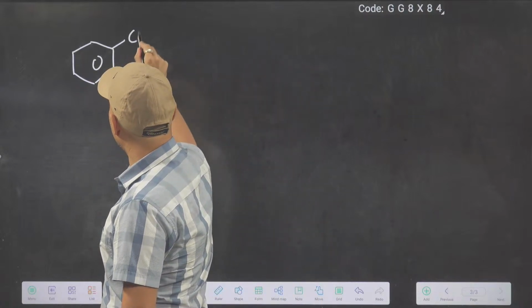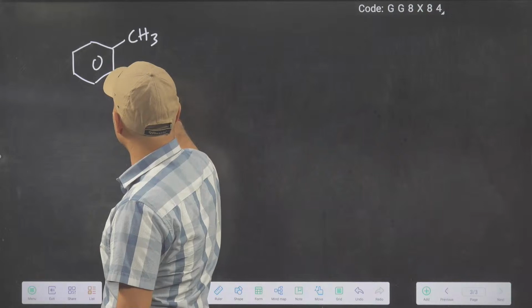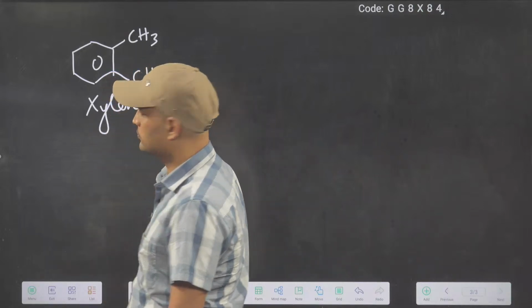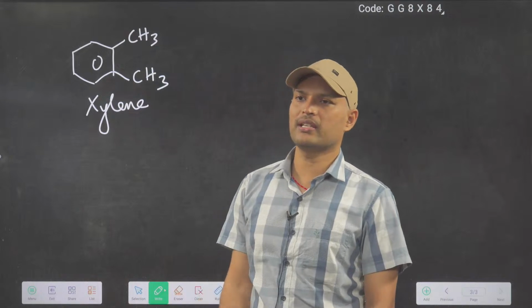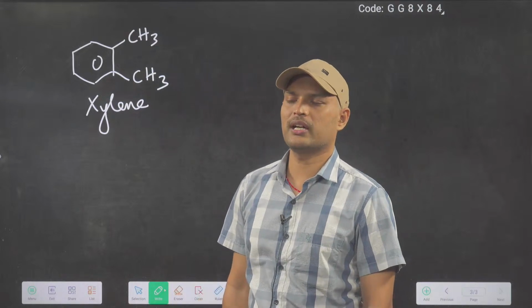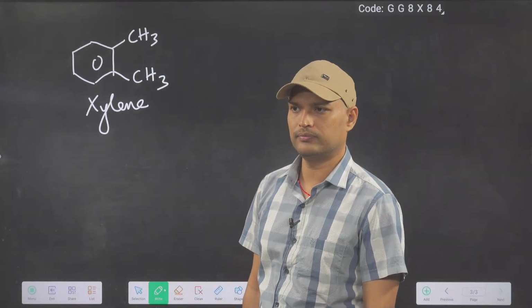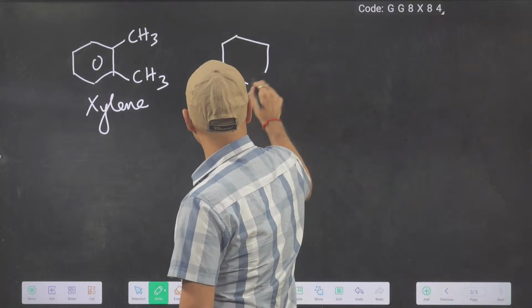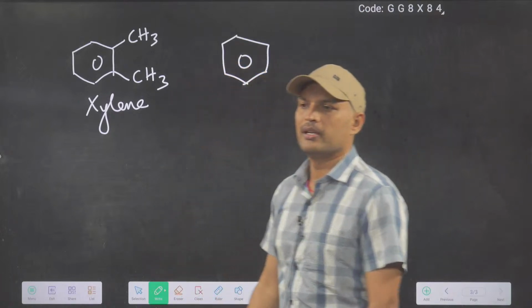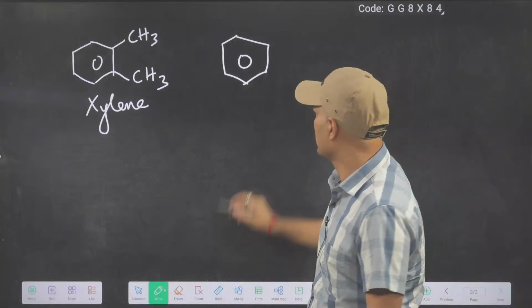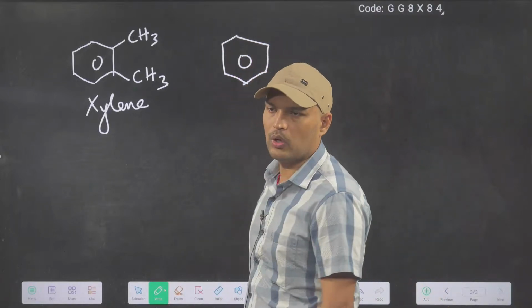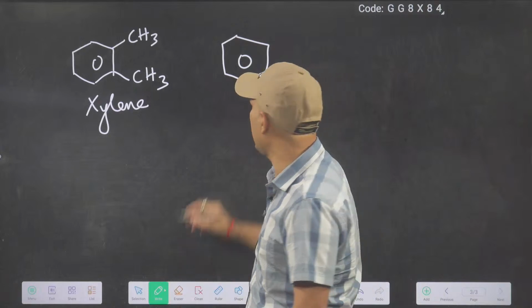Do you know name of this compound? CH3, xylene. Two CH3 connected, xylene. Acha, you know one point, like see, this is benzene. Listen everyone, this is benzene. Now all the positions are same.